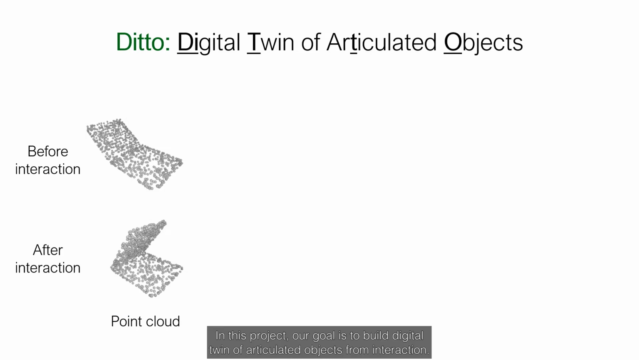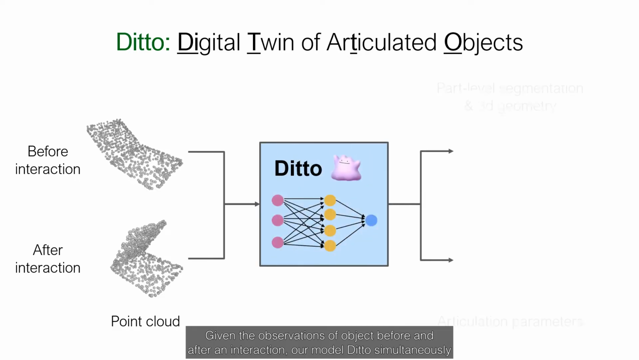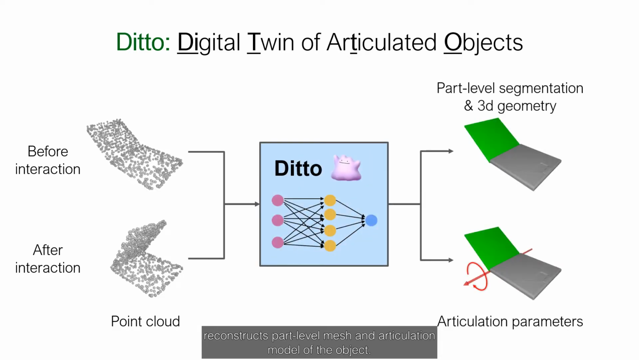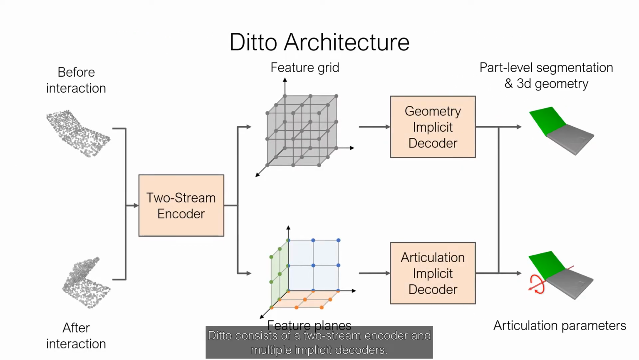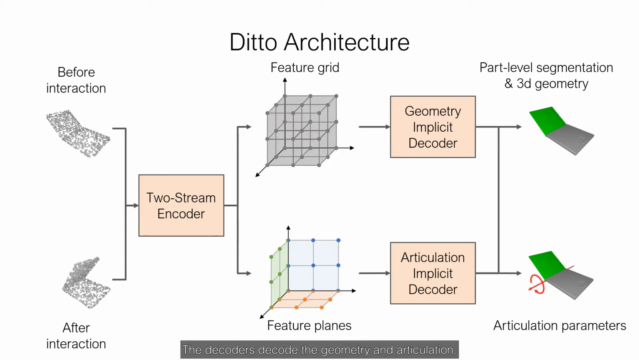In this project, our goal is to build digital twins of articulated objects from interaction. Given the observations of objects before and after interaction, our model Ditto simultaneously reconstructs the part-level mesh and articulation model of the object. Ditto consists of a two-stream encoder and multiple implicit decoders. The encoder fuses a pair of input observations into feature grids and planes. The decoders decode the geometry and articulation.